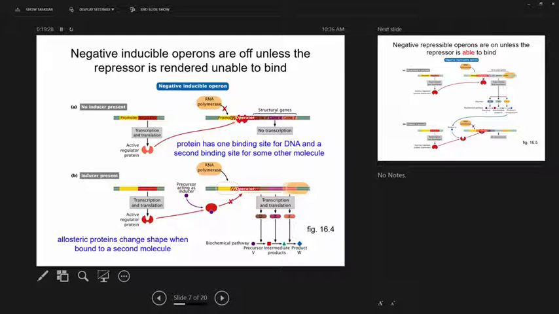Yes, it is like a double negative. You can think of the inducer as repressing the repressor, right? So the inducer inhibits the repressor, which makes it so that it can't inhibit gene expression, right? The enemy of my enemy is my friend, right?